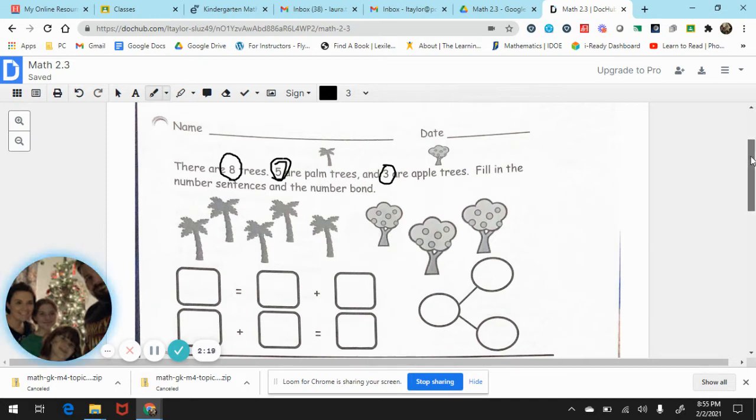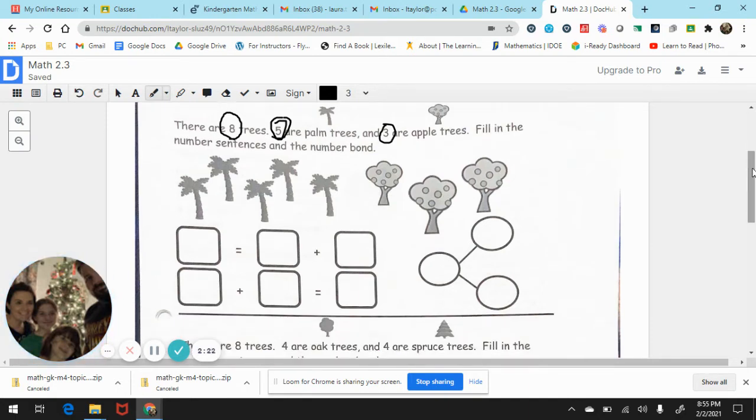All right, little buddies. I like to start with the number bond first because for me, it's a lot easier to see the relationship between the whole and the parts in a number bond. Okay, so let's start. There are 8 trees. Okay, so we already know 8 is the whole number, right? Because 8 is the biggest number. Is 8 bigger than 5? Yep. Is 8 bigger than 3? Yep. So 8 is our whole number.